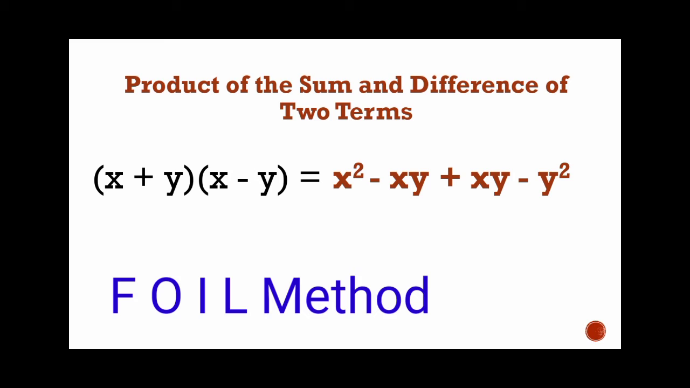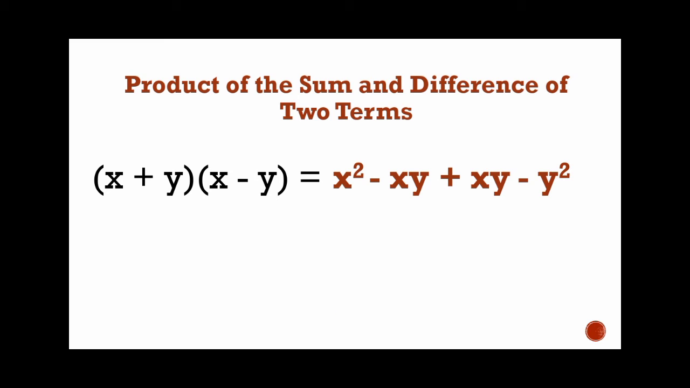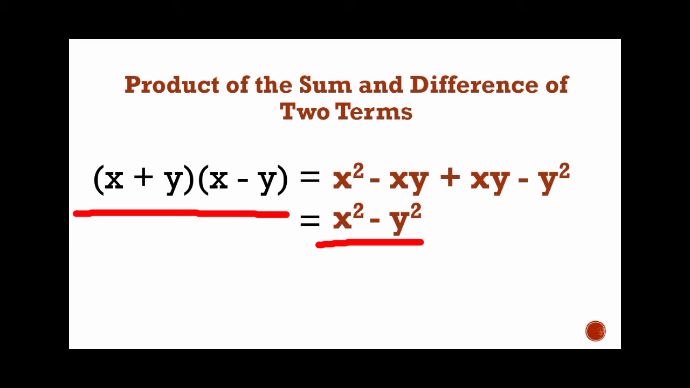Then, after multiplying, combine similar terms. So, ano ba yung mga similar terms dito? We have negative xy and positive xy. So, since pareho yung terms, kaya lang hindi pareho yung sign, kakancel na lang natin to. So, ang matitira na lang is x squared minus y squared. So, ibig sabihin, if we are going to multiply the sum and difference of two terms, the answer or the product is x squared minus y squared.